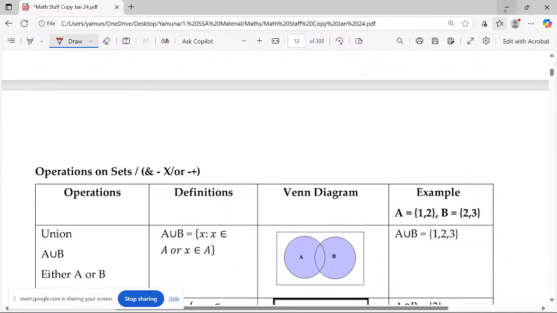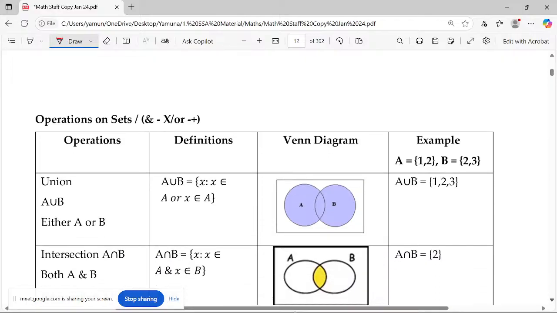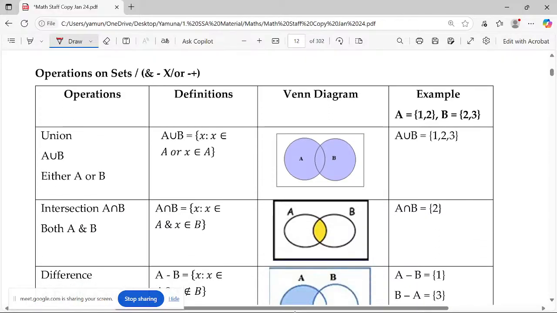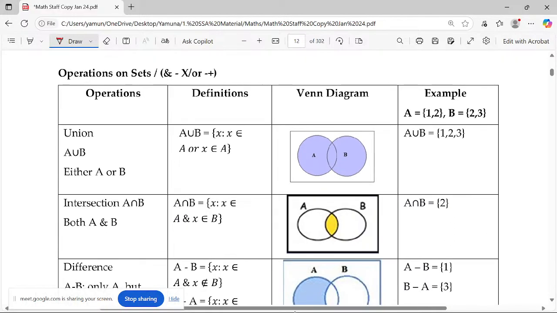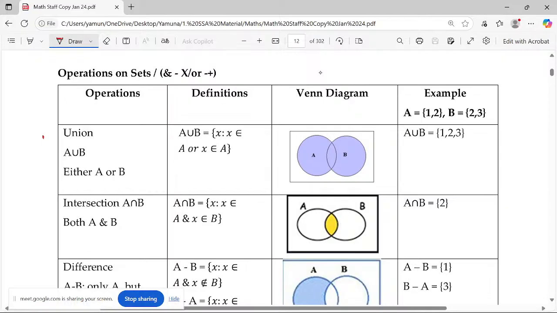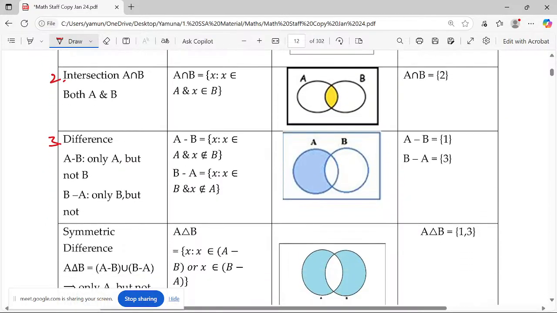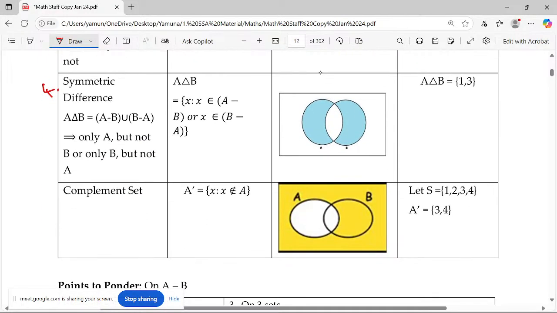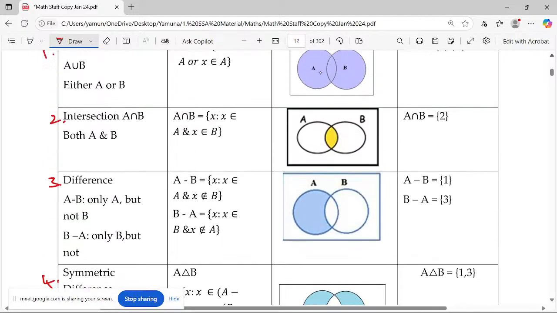You can go through till here. Shall I go for operations on sets? How many operations do we have? One is union, next is intersection, then difference, and fourth is symmetric difference. Usually we have a confusion whether to call complementary set an operation or a type of set. Whatever it is, it doesn't matter.